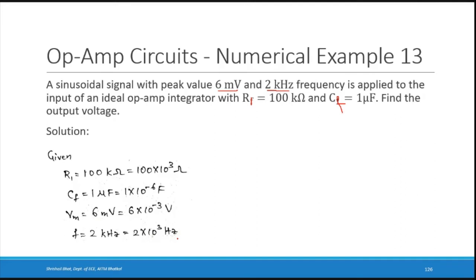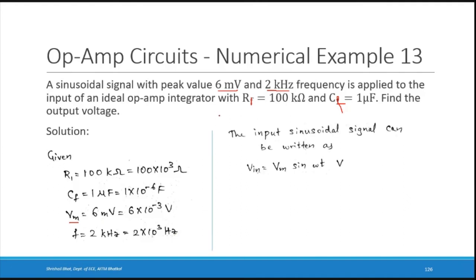From the given things, first you have to write the expression for input voltage. We have only the peak value of input voltage. It is given that it is a sinusoidal signal. So how to get Vin? The input sinusoidal signal can be expressed using the standard sinusoidal wave format, that is Vin is Vm sine omega t. Is omega given? No, f is given. From f you can write omega, that is omega is equal to 2 pi f. So we will use that. Vm is given as 6 into 10 raised to minus 3. Sine omega t you can write as sine 2 pi f t, because omega is equal to 2 pi f.